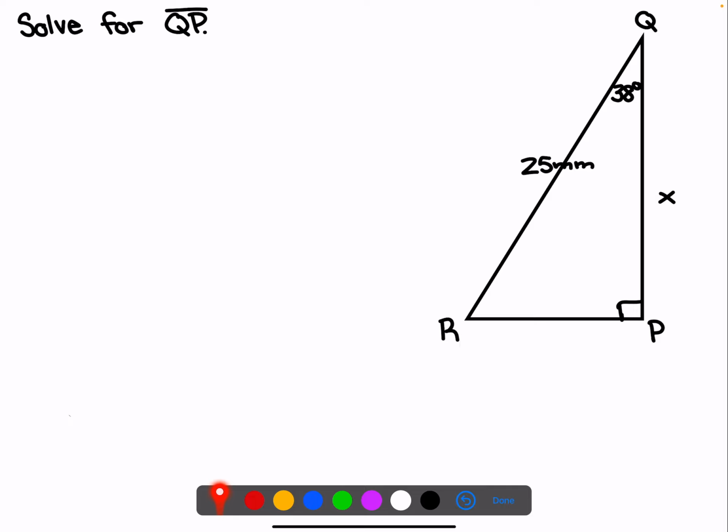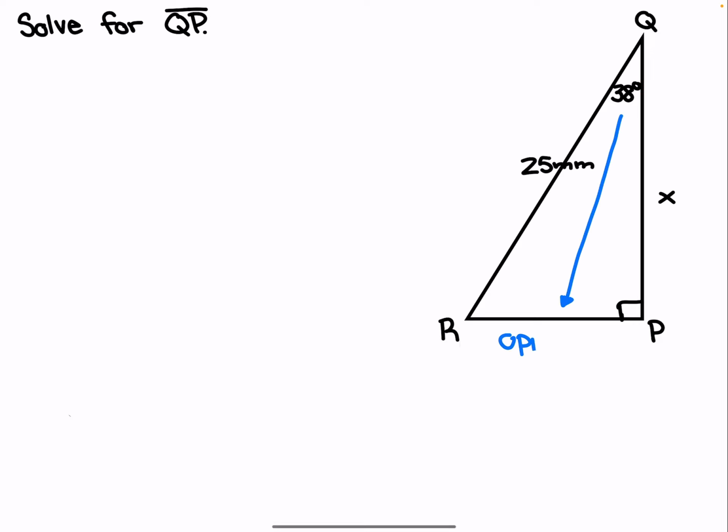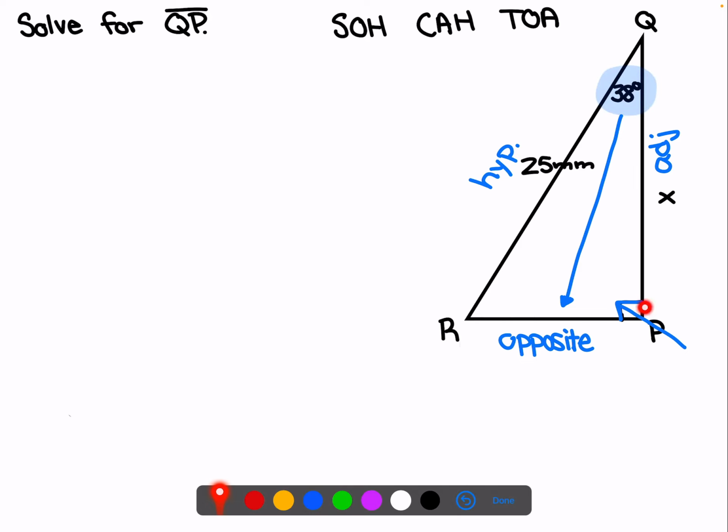This time we're solving for QP. So, to get started on this one, again, we must always start by looking at what angle we're given and labeling our sides from there. So we're given 38 degrees, so we're going to label all of our sides around this 38 degrees. So the side opposite 38 is blank, our hypotenuse is 25 still, and our adjacent is x.